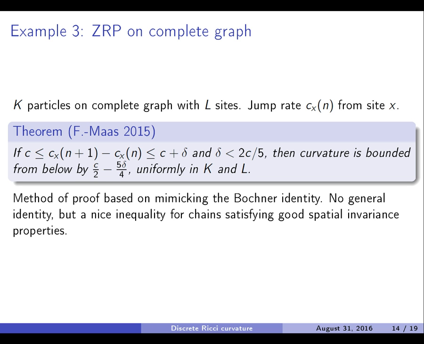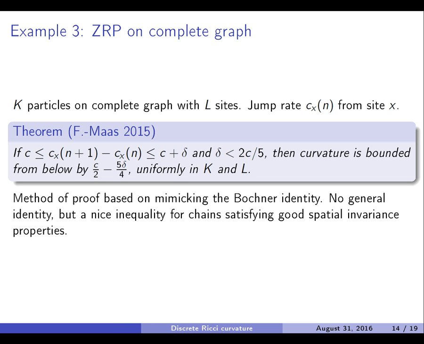And the result obtained with Jan Maas last year is that if your rates are uniformly increasing, so the increase is bounded from below by some constant C, but also from above by some constant C plus delta, and delta is not too large compared to C. So the rates are strictly increasing, but they're not increasing too fast either. Then you can show that curvature is bounded from below by some constant that depends on C and delta, but not on the number of particles or the size of your graph. And this is sharp because there are some results about the behavior of these dynamics when you let the size of the graph and the number of particles go to infinity that say that various estimates are stable, particularly the functional inequalities we'll later see. So this is kind of expected. This is what you want: something that doesn't depend on the parameters of your Markov chain, only on the rate of increase.